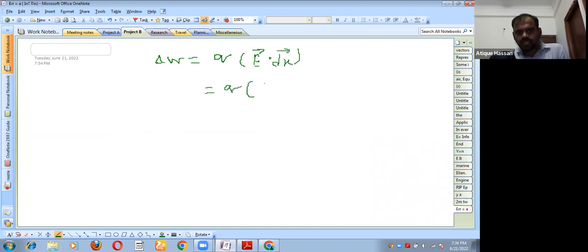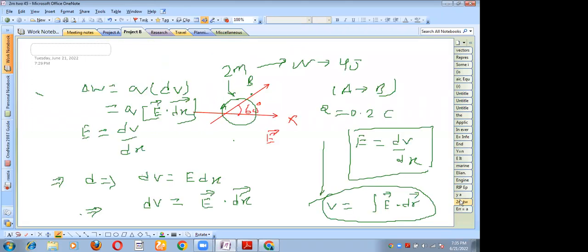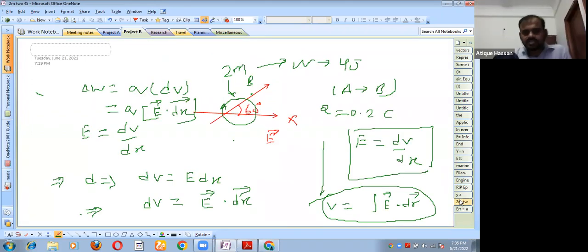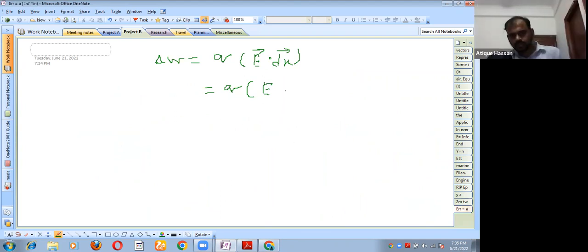Now see, what is the angle between E and dx? We are moving at an angle of 60 degrees with the electric field, right? So yes, it should be cos 60. So it should be E dx cos 60 degree.